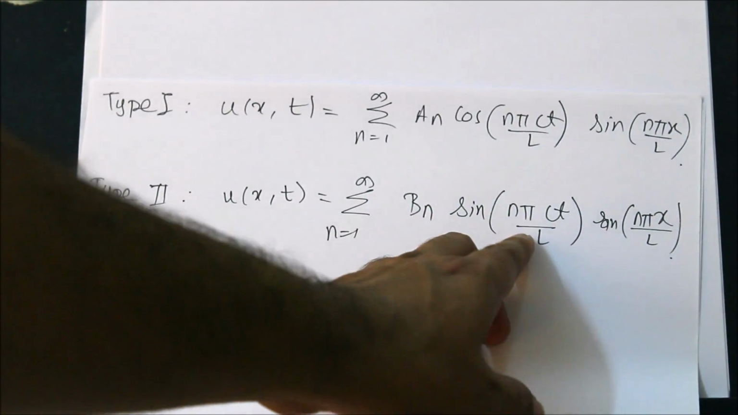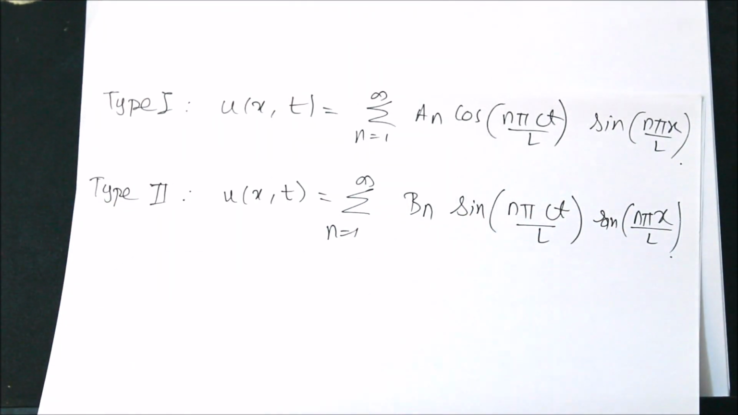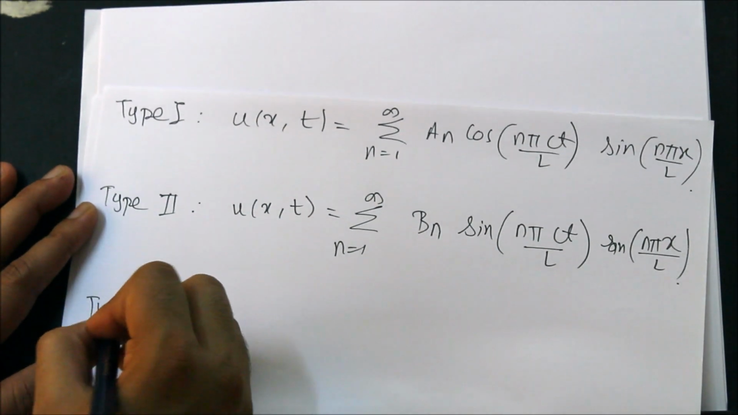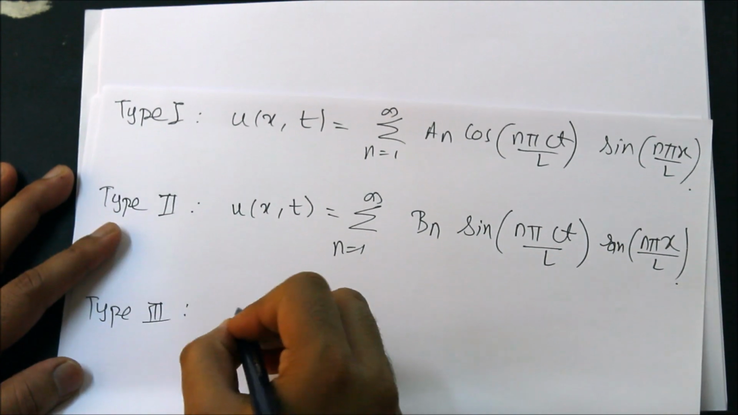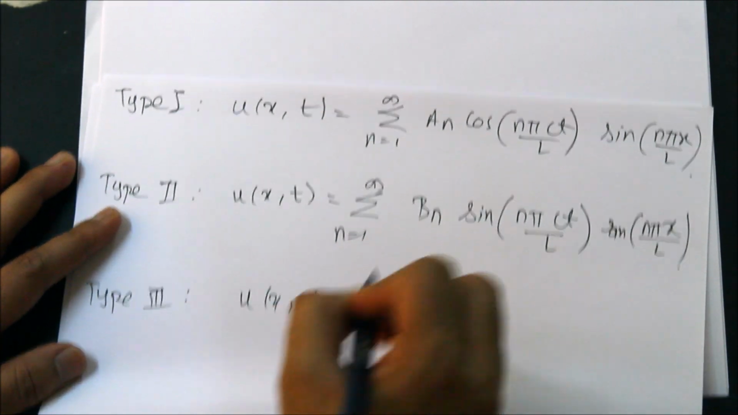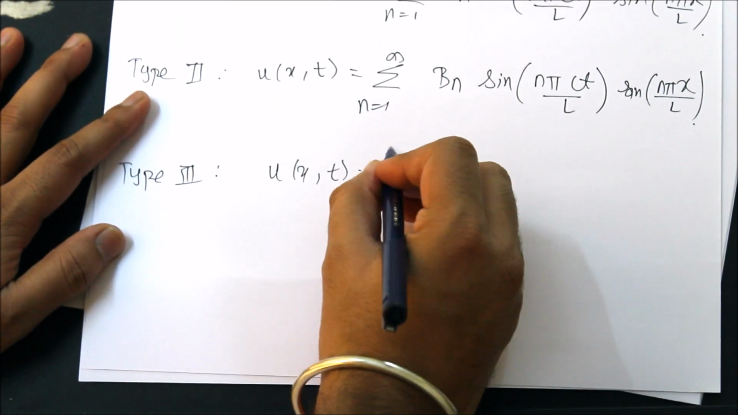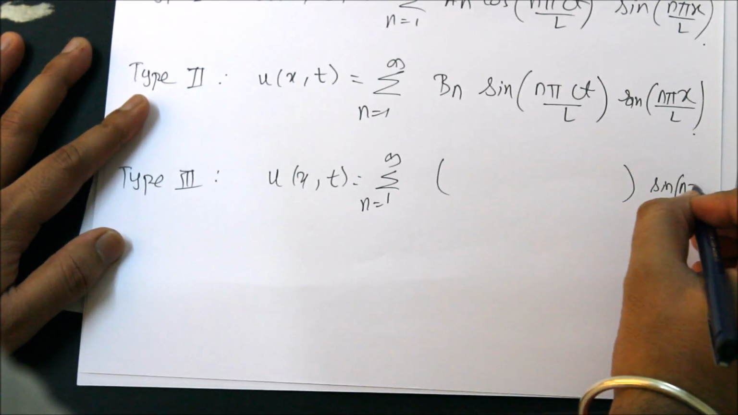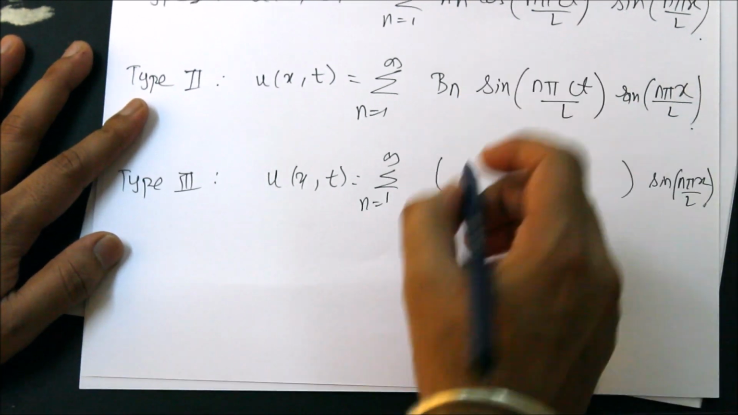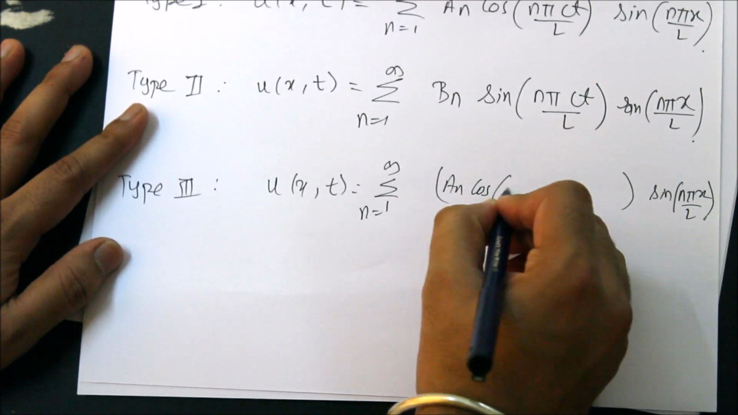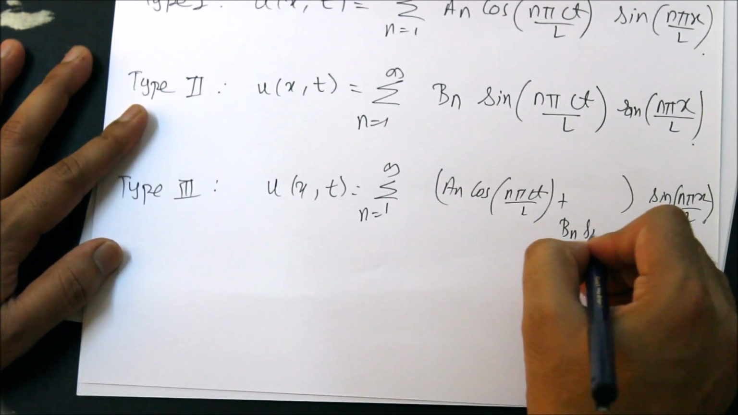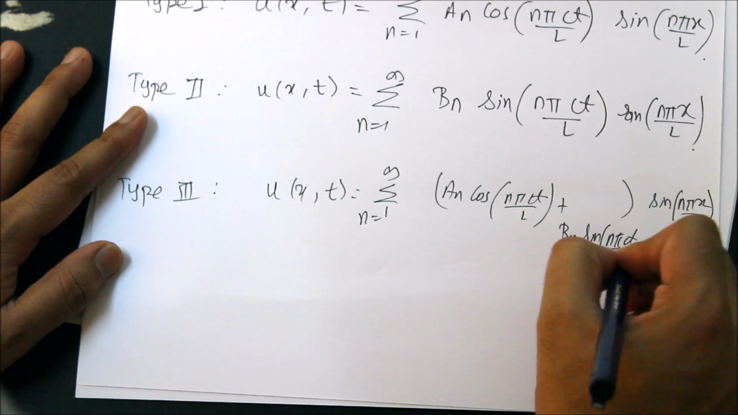So whenever your initial displacement is 0, your solution will involve only sine terms, and when initial velocity is 0, your solution will involve cos and sine terms. And what was the third case? The third case is when both are non-zero. When both are non-zero, your u of x, t is nothing but summation n from 1 to infinity of an cos of n pi ct upon L plus bn sine of n pi ct upon L, into sine of n pi x upon L.